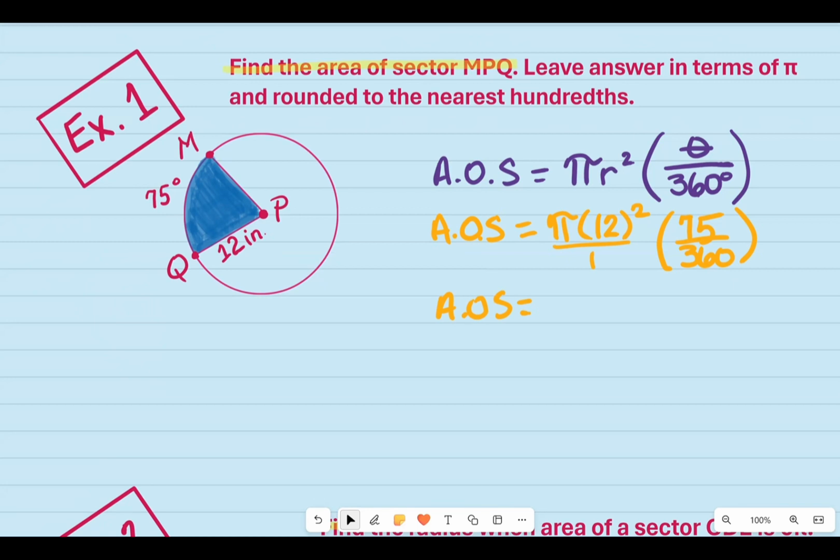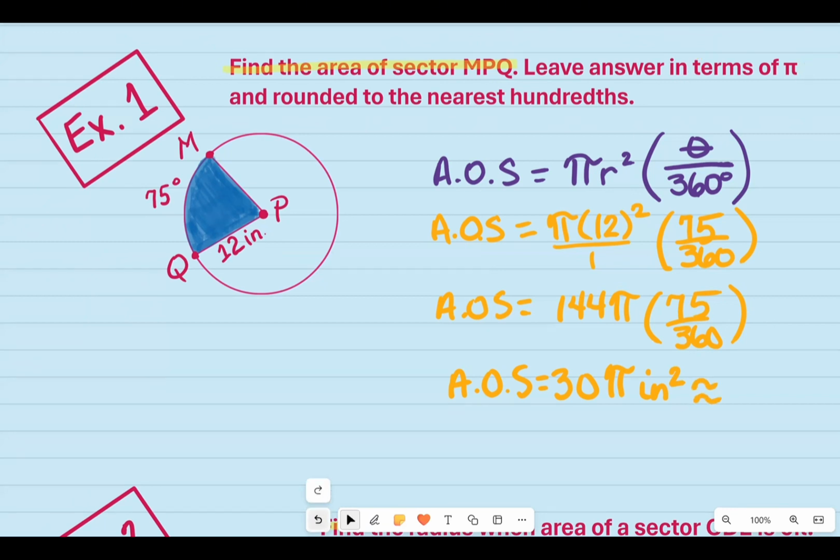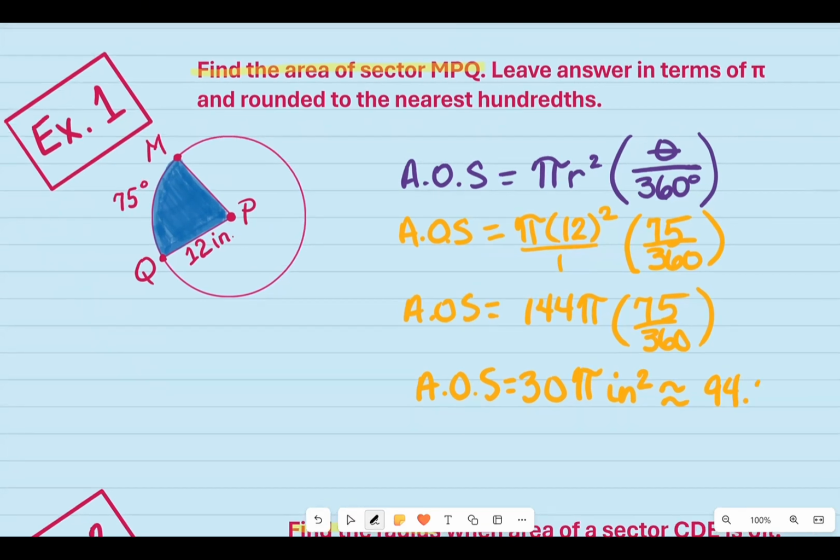So like I said, 12 squared is really 144 pi times this 75 over 360. And when you put it in the calculator, it's a big number. But once I finally simplify it, I end up with 30 pi. I have to keep up with my unit measures. So since we're talking area, it's going to be square inches. Because it asked me in terms of pi, that's my answer for that one. And then if I round that 30 pi to the nearest hundredths, that's going to be approximately 94.25. And again, put your unit measures, square inches.